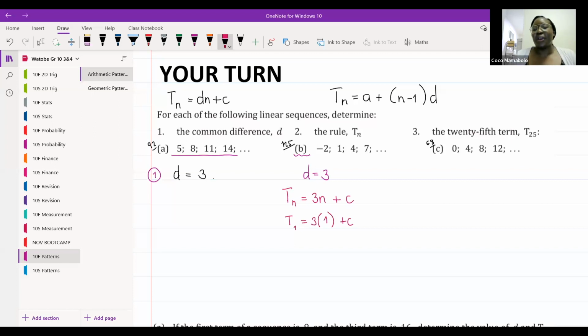Okay. So if we use T1 over here, we're going to get that T1 is equal to 3. Now I need to figure out how I'm going to get back to -2 from 3. And the way I'm going to do that is by minusing 5, right? So that tells me that my C is equal to 5. So this sequence I should get here is, sorry, Tn is equal to 3n minus 5. Please give me a thumbs up if you got the same answer that I've got over here.